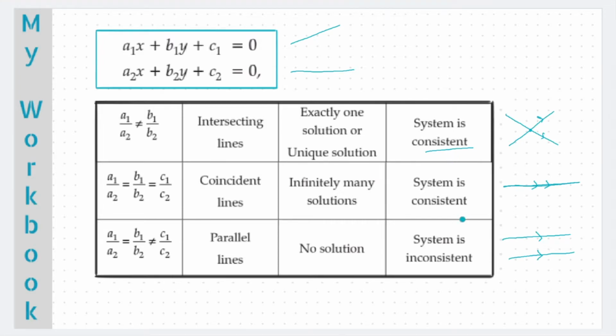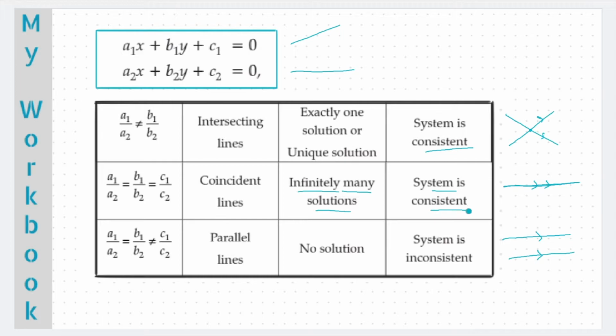Let's see the next scenario where the lines are coincident. They overlap each other. So what happens? Every point in line 1 is also lying in line 2. So each point is in turn a solution. So we have infinitely many solutions for such pairs of equations. Such a system is again called consistent.